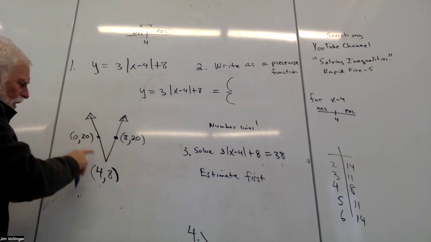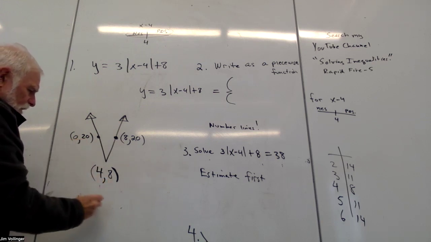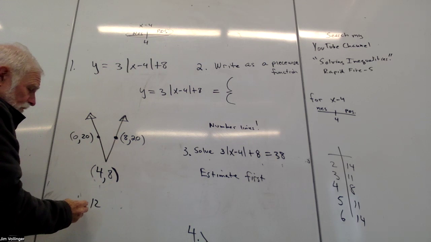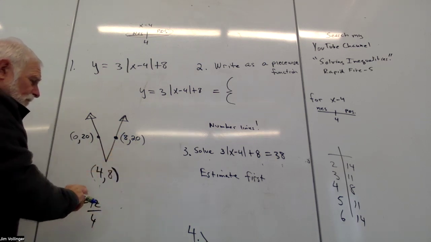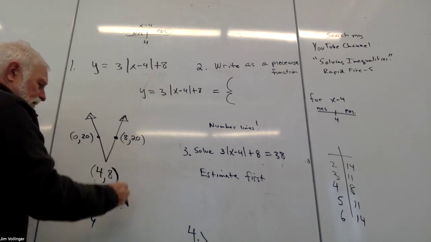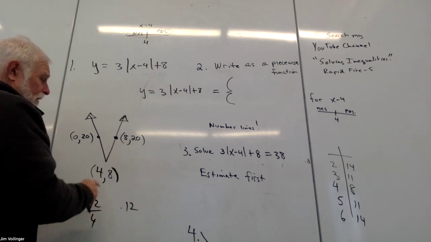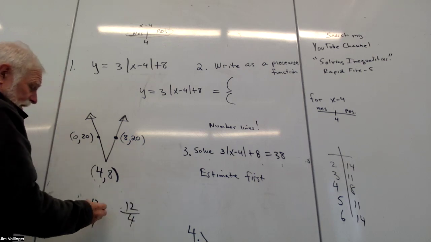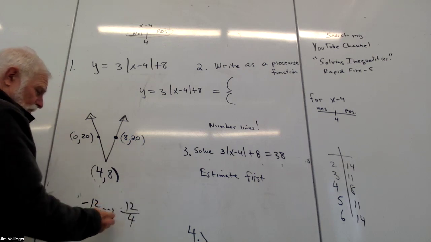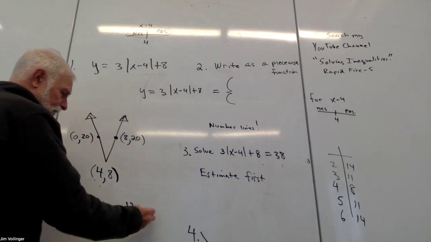Now, how do you get from 20 to 8? Go down 12. And that took 4 units of change. So we're reading this graph from left to right. So from left to right, how do you get from 8 to 20? You go up 12. 4 to 8, 4 units of change. Well, looks like on the left, we're going down at 3 to 1. And on the right, we're going up at 3 to 1.